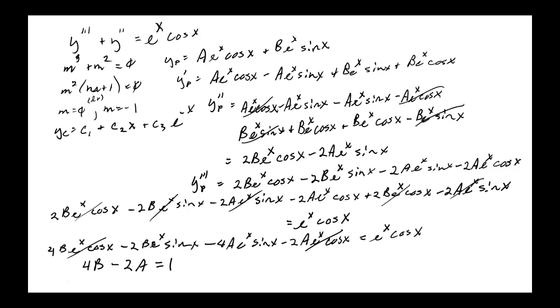Okay? All right. Now, let's look at our e to the x sine x's. That's preceded by a minus 2b minus 4a, and we have no e to the x sine x's over there, so that means that's equal to 0, right?